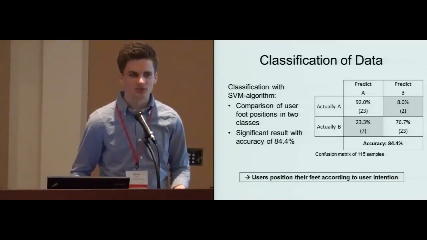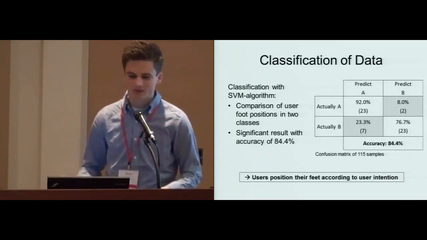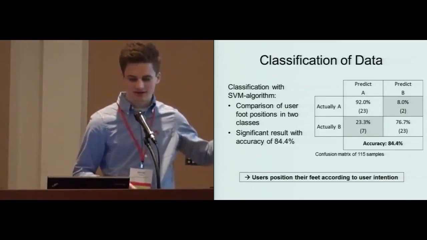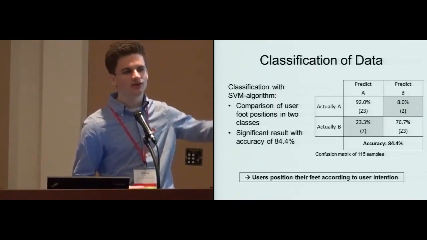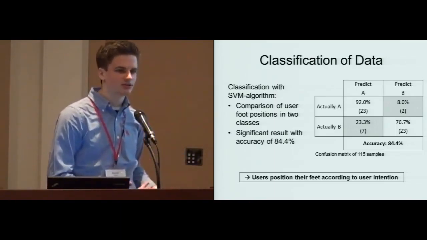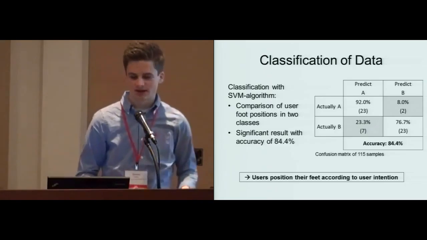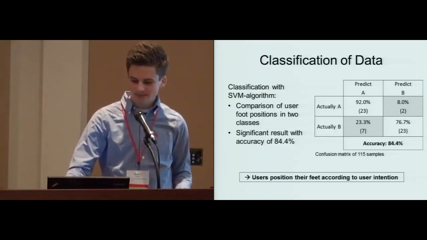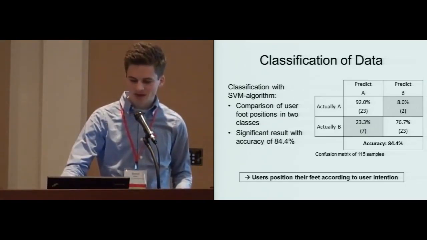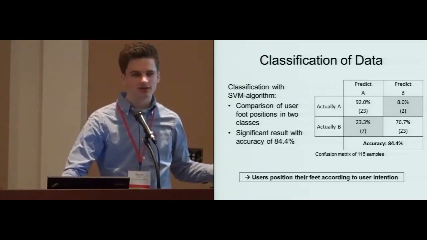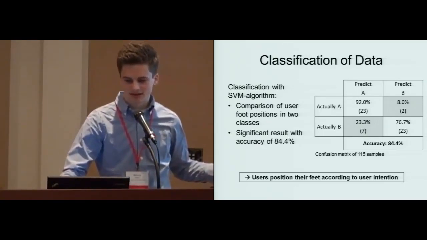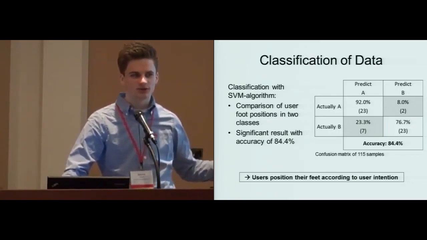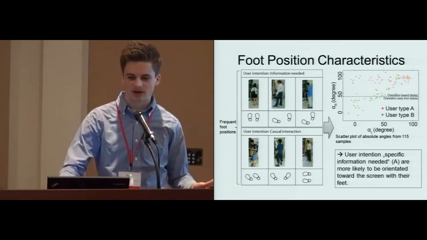And actually, by just observing the foot position in this 6-dimensional feature space, you can predict with 84% accuracy what kind of information they're going to extract from the public display. And so the foot position actually gives information about the user before he actually interacts with the display.